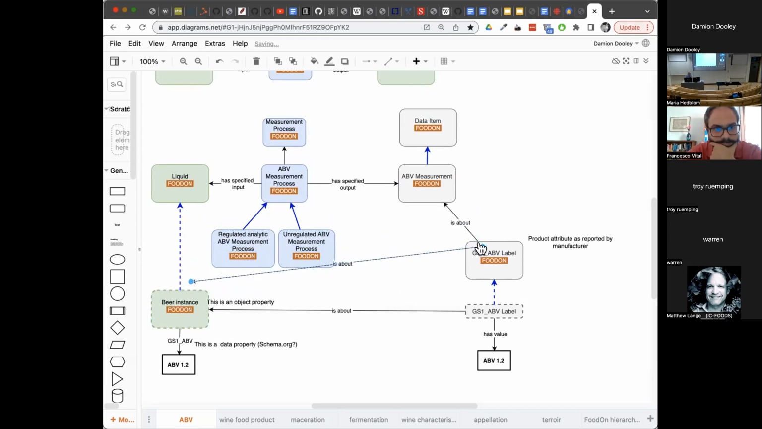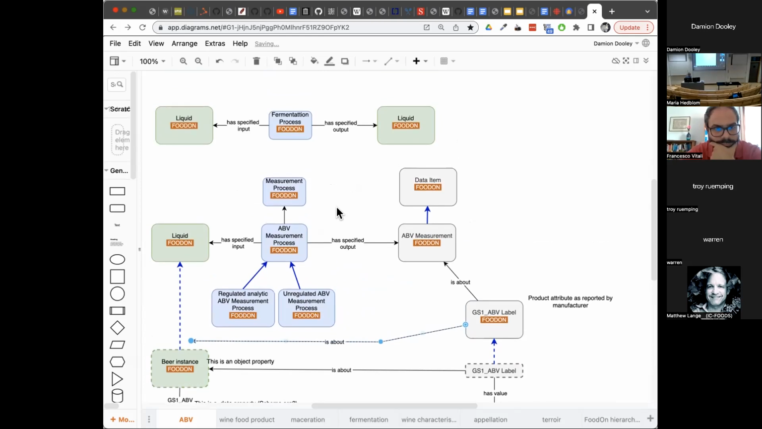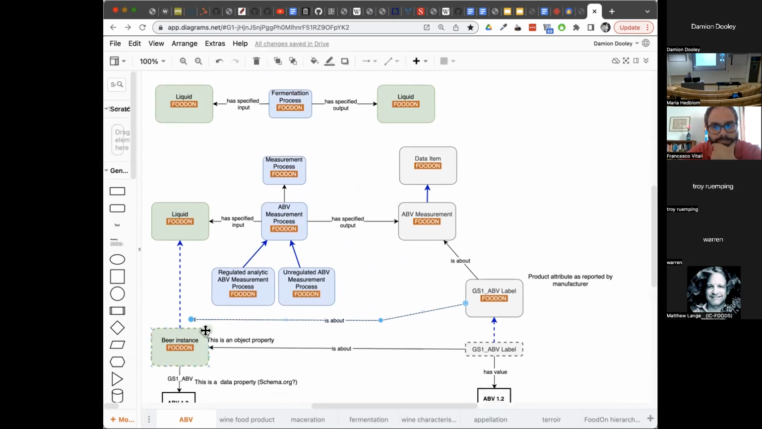I think it would be worth working out the fermentation process a little bit more to see where these ABVs are being measured, to see which ones are of interest to regulators and which ones are of interest to brewers during the process and so on.